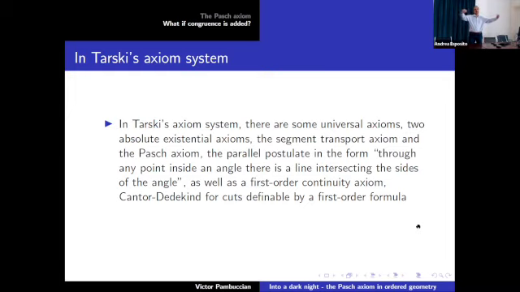So Cantor Dedekind, where the two sets that define the Cantor Dedekind cut are defined by first order formulas. So they're not any sets because you don't have set variables. So it will be an axiom schema. So for every first order formula, you have a different axiom.